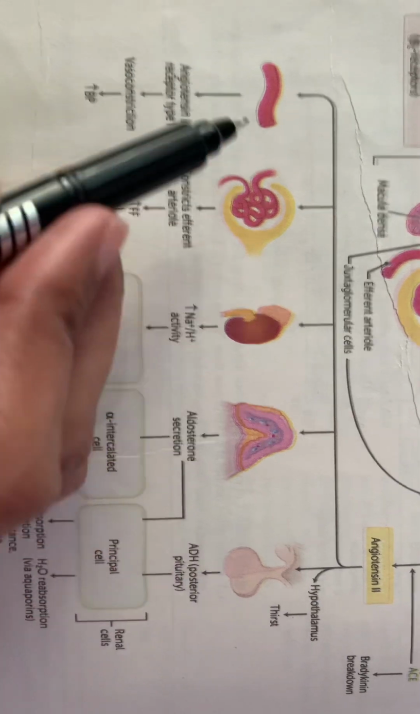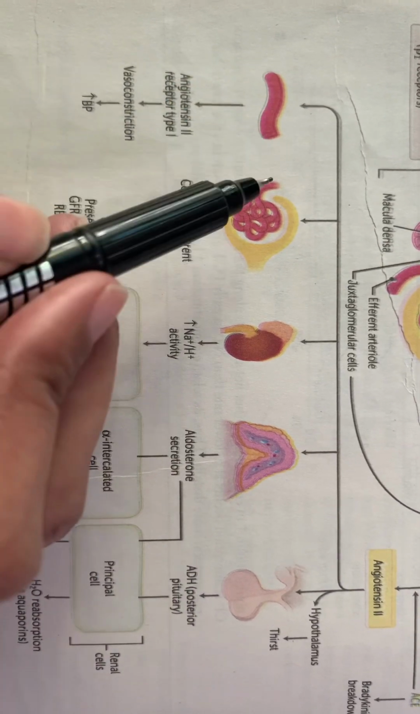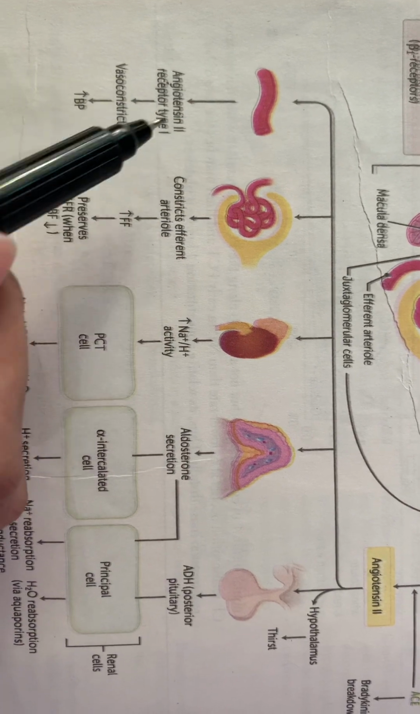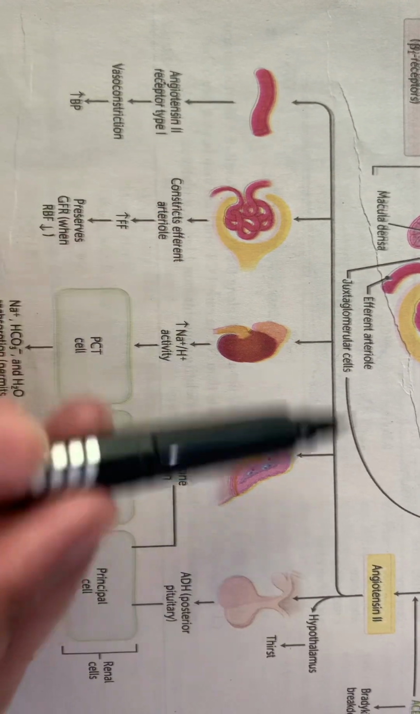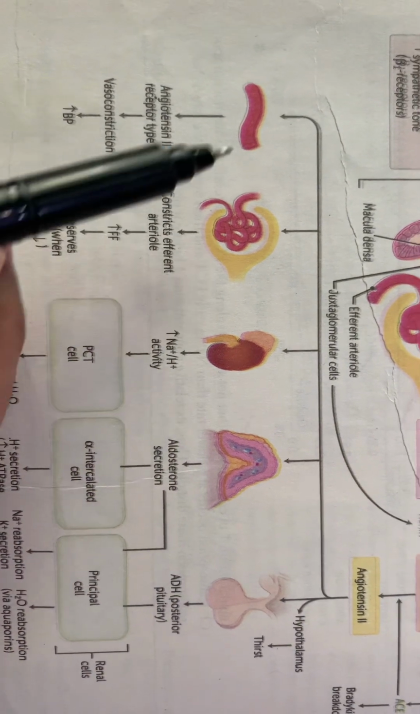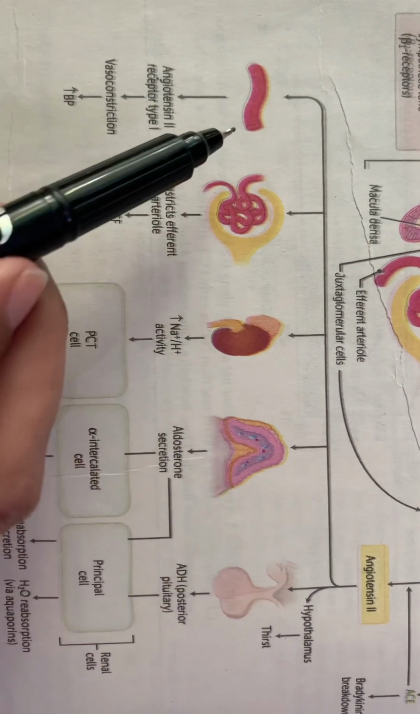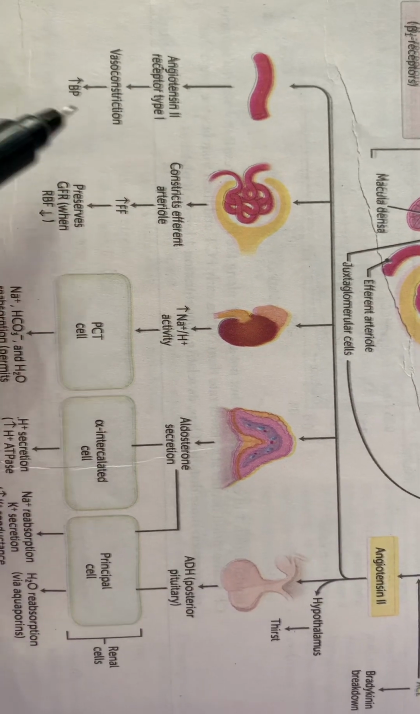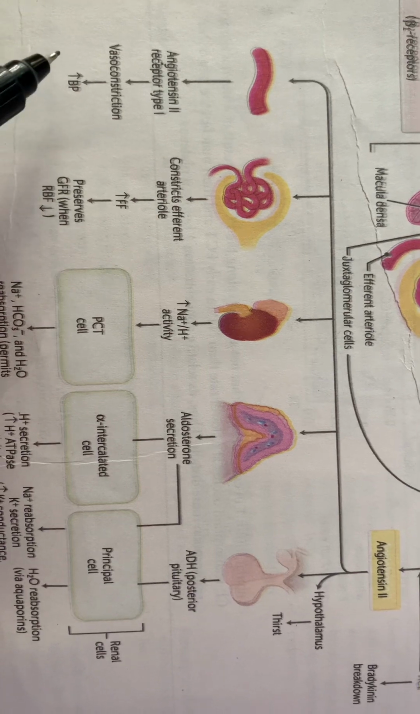First of all, it acts on the vessels, and there are angiotensin 2 receptors present on the vessels, which are activated by angiotensin 2 and cause vasoconstriction. So it acts on the blood vessels and causes vasoconstriction, which in turn causes increase in the BP.